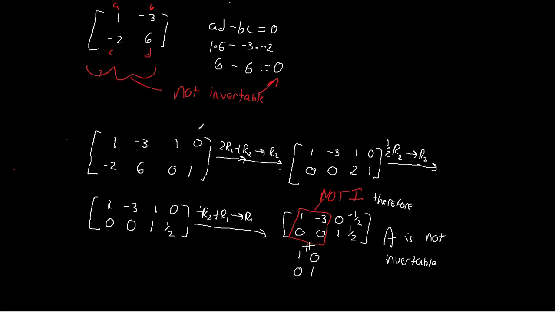So again, this was a small 2x2 example, but you can extend this out to 3x3 and 4x4. If at the end of the day, the left-hand side of the matrix you get back is not the identity matrix, then you have a problem, and your matrix is not invertible.